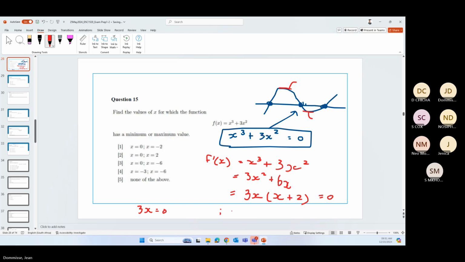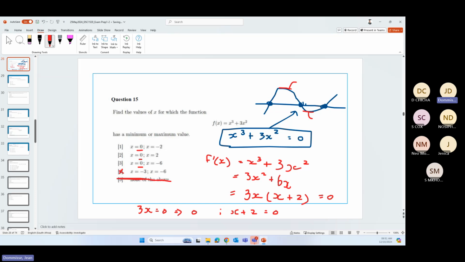And x plus 2 needs to be equal to 0. So 3 times what gives you 0? That means 3 times 0 will give you 0. So x is 0. And so at least we know it is one of those 3.